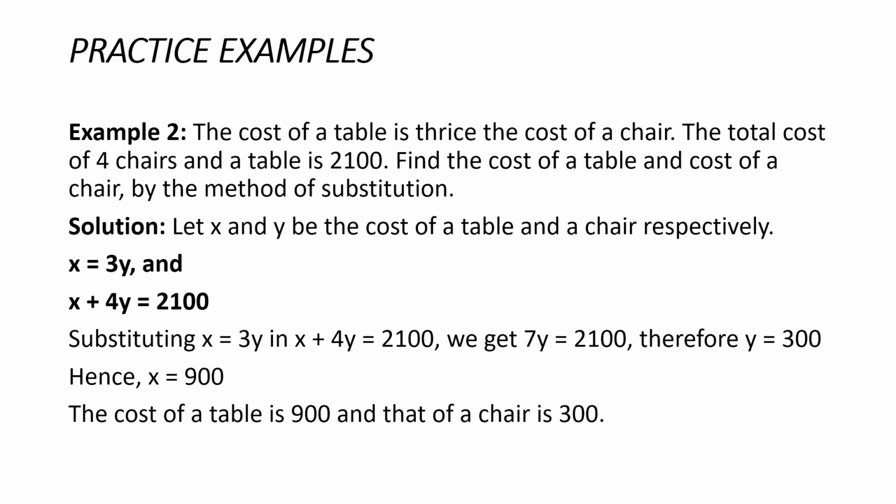First it is given that the cost of the table x is 3 times y, the cost of a chair. And in the second case it is given the total cost of 4 chairs and a table, means x plus 4y, is rupees 2100. Now since we have two equations and we have to use the method of substitution, from the first equation it is very clear x is equal to 3y, which we will substitute in the second equation. So we get 7y is 2100 or y is equal to 300. Now we substitute this value of y, 300, in x is equal to 3y. So we get x is equal to 900. Means the cost of the table is rupees 900 and that of a chair is rupees 300.